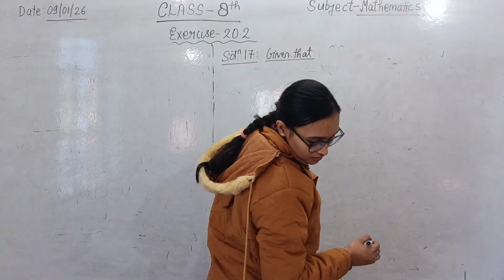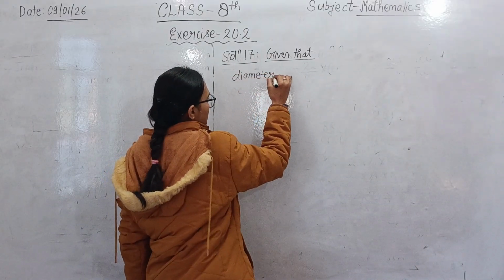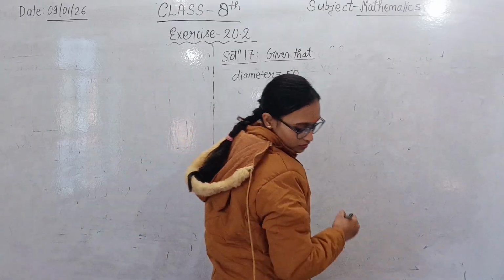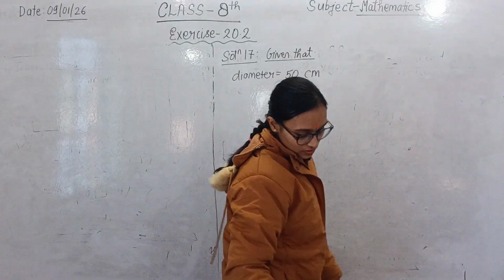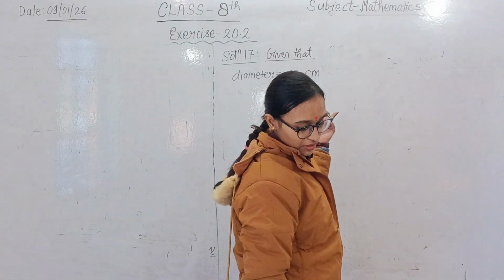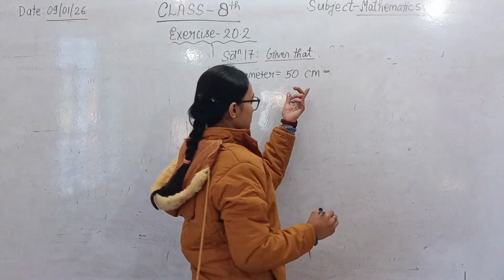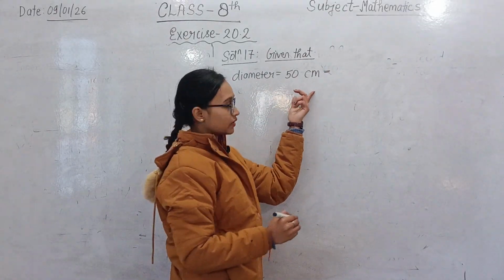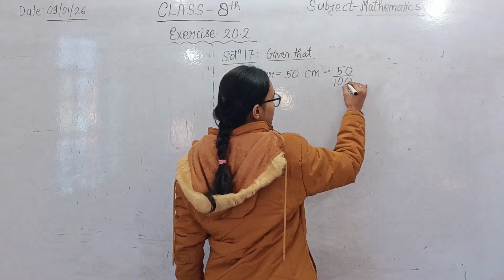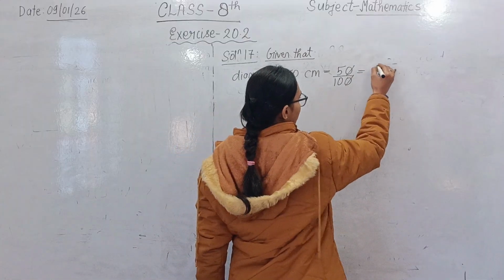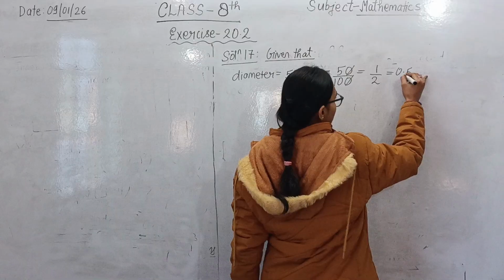Given that diameter is equal to 50 centimeter. Since diameter is given in centimeter and height is given in meter, so we will convert it in meter. We know that 1 meter is equal to 100 centimeter. So we will divide it by 100. 0, 0 will get cancelled out. 5 ones are 5, 5 twos are 10. It will be equal to 0.5 meter.